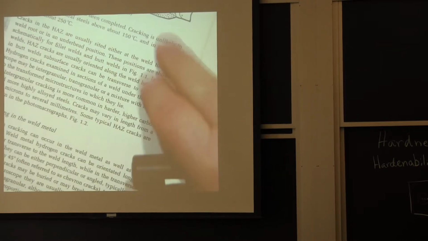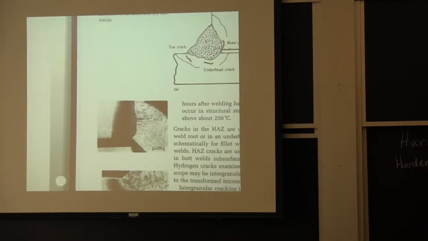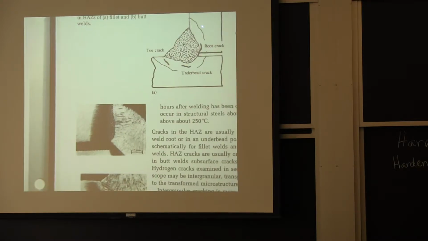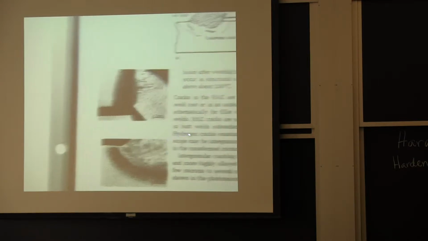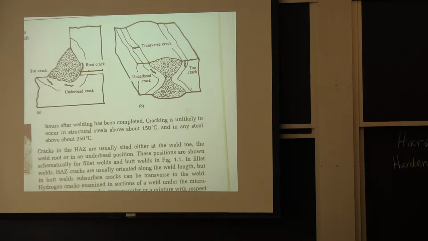This is a typical diagram of weld cracking: toe cracks, root cracks, underbead cracks. These are all hydrogen cracks that form during welding, but not right away. We often call this delayed cracking. It's hydrogen cracking. It's also called delayed cracking. It's sometimes called underbead cracking. It's got 5 or 6 different names because lots of people have seen it lots of times.